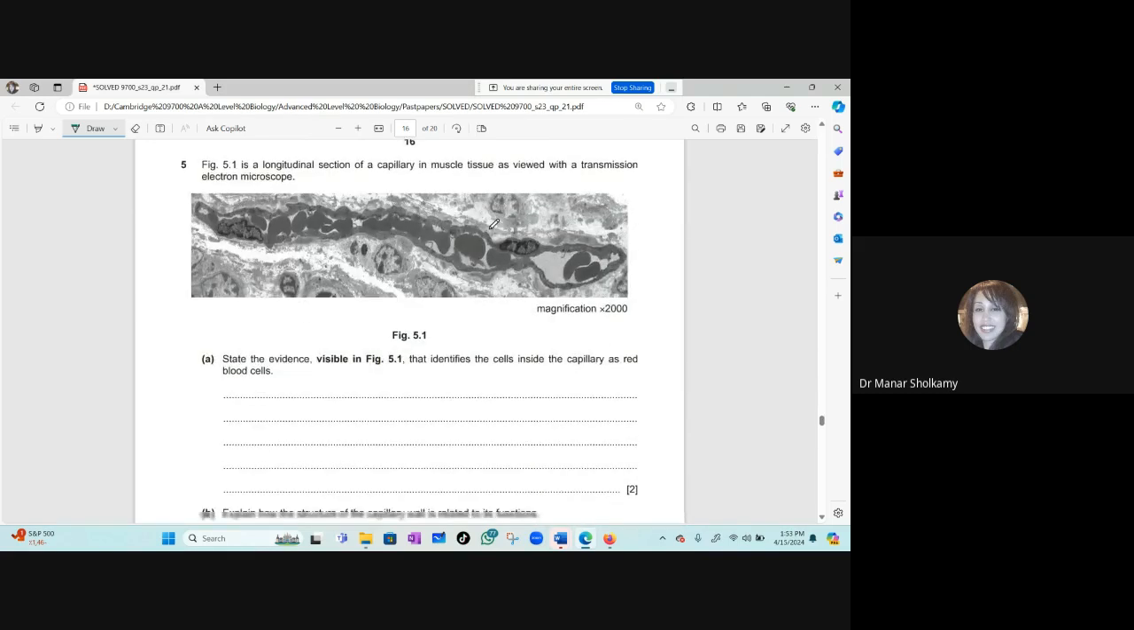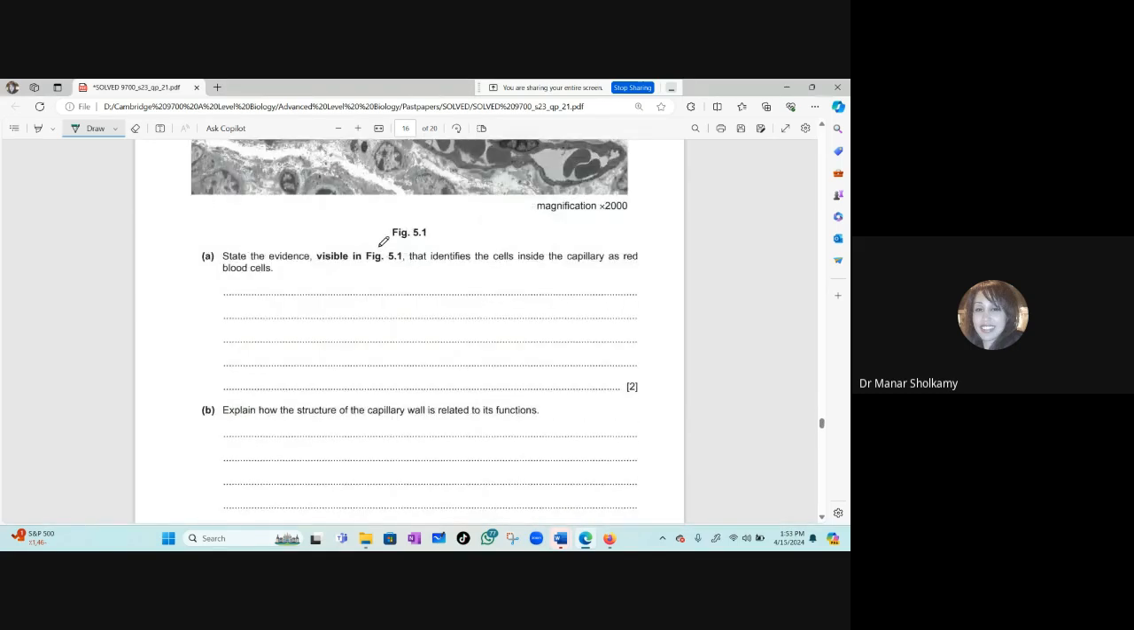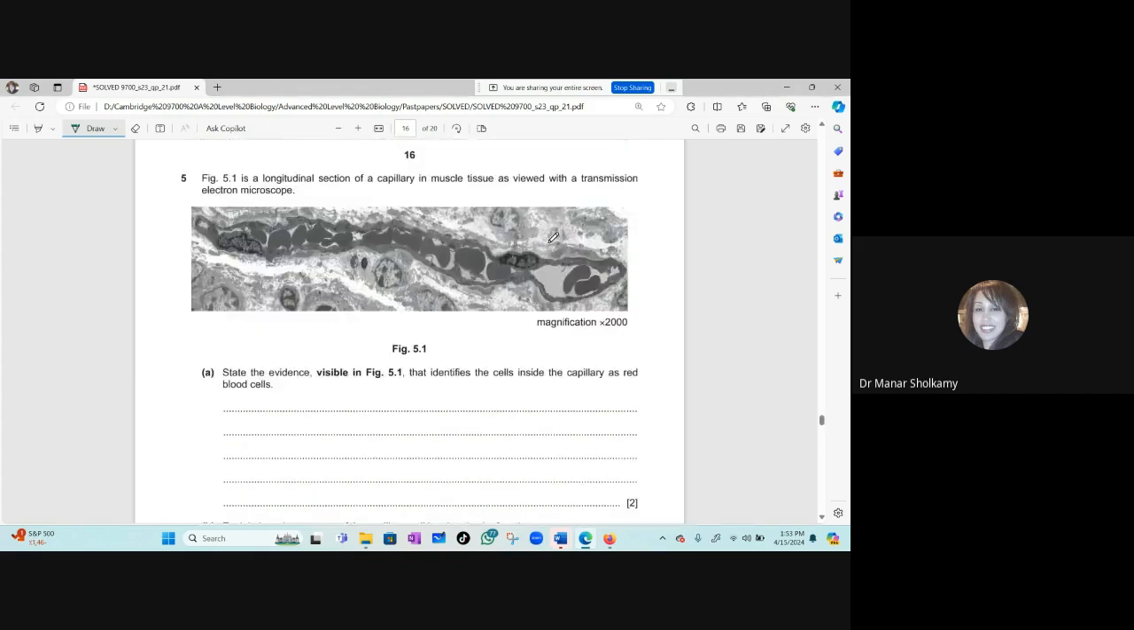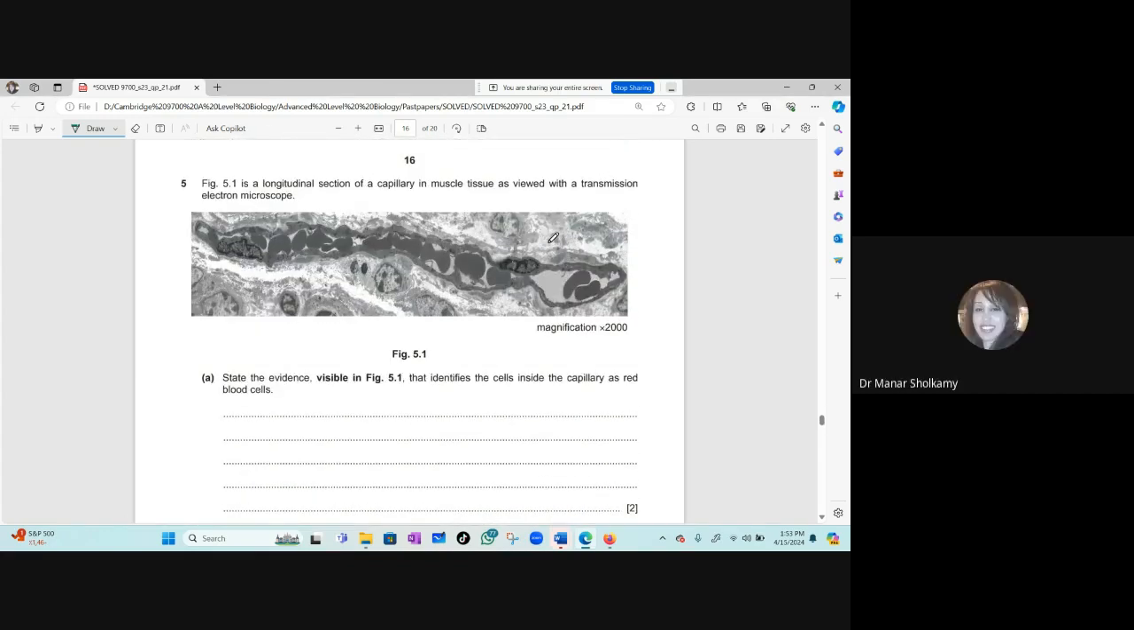This exam doesn't finish. The last question. State the evidence visible in figure 5.1 that identifies the cells as red blood cells. Okay, very easy. Why is this a red blood cell? No nucleus. What else? Give me another. No organelles. Yes, no organelles, nothing. What else? Look at the shape. It's very obvious.